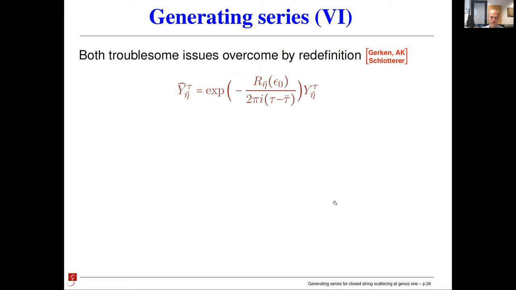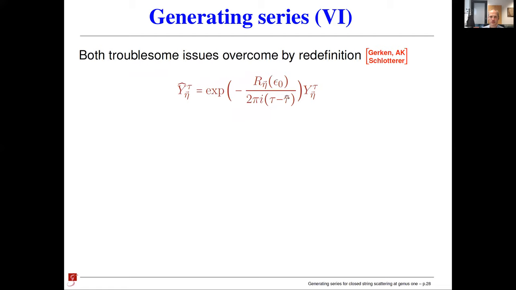So there are two small problems that can both be overcome by doing a certain redefinition. Instead of taking the generating series y, I look at another generating series called y hat, where I just transform y using this operator epsilon zero. Epsilon zero is really a special element in this derivation algebra.